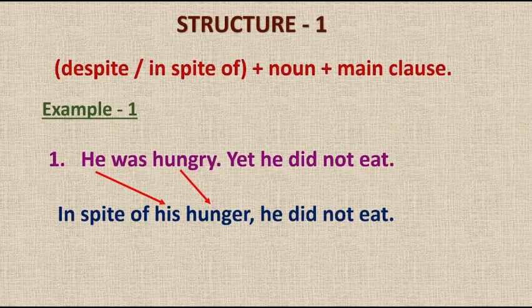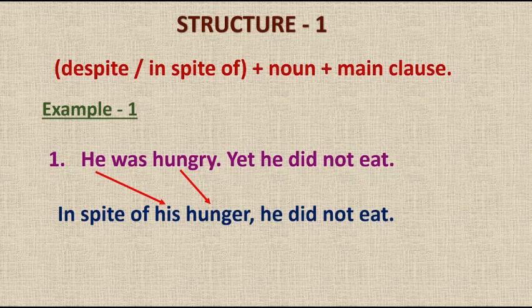The second change is we changed hungry into hunger. Hungry is an adjective, so we no longer use it after in spite of. The structure tells you that we use in spite of before a noun. So we change hungry into hunger. Hunger is the noun form of hungry.